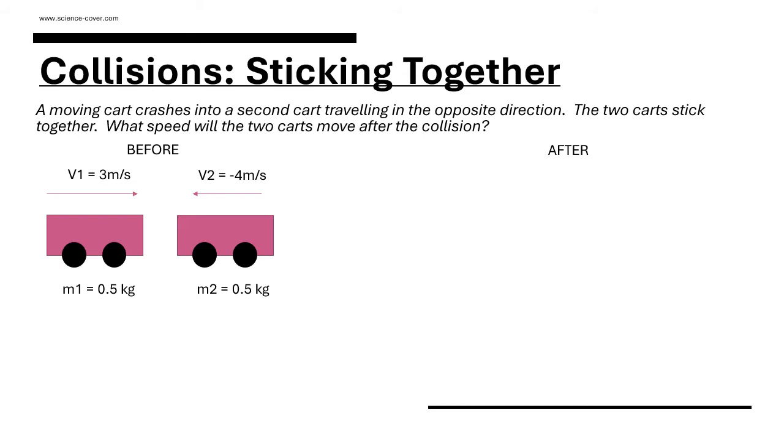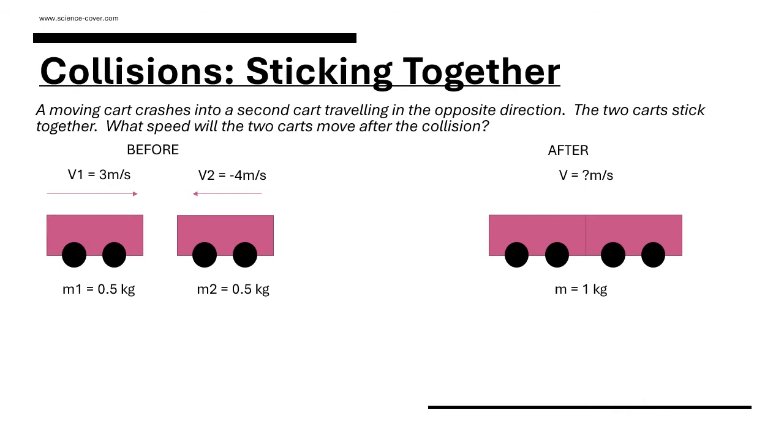In this example, we can see how having a positive or negative number allows us to tell what direction the cart is heading in. So we have again a moving cart crashing into a second cart, this time travelling in the opposite direction. The two carts stick together. What speed will the two carts be after the collision? And we can see that cart 1 has got a mass 0.5, but a velocity of 3 meters per second. This means that it's moving to the right. Whereas cart 2 has a mass of 0.5 and a velocity of minus 4 meters per second. This means that it's moving to the left. We know that afterwards they stick together. So this means we have a mass of 1 kilogram, but we don't know what the speed of them is.